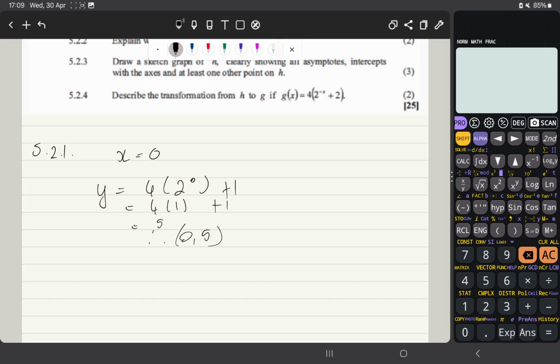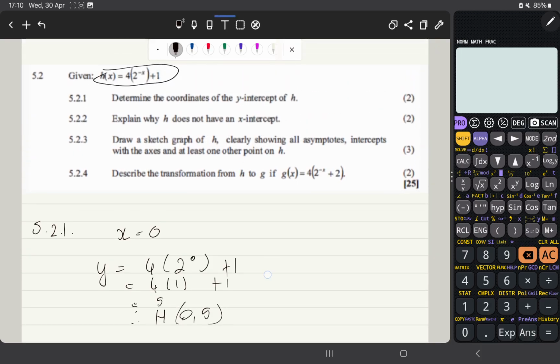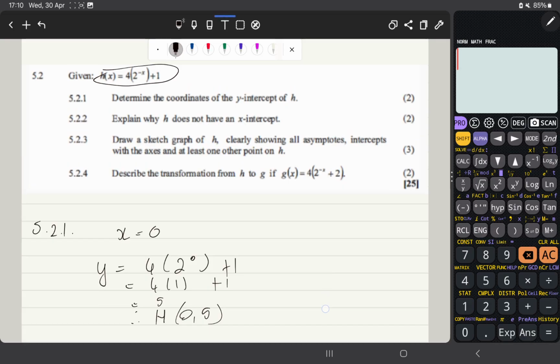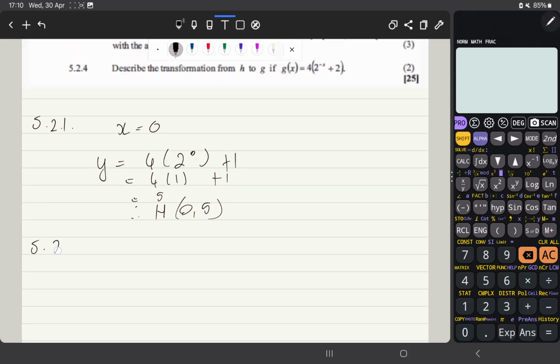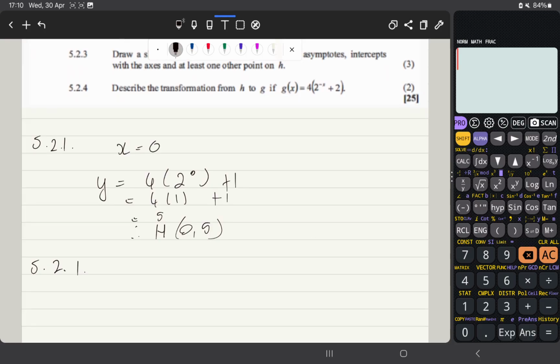And then they even called it h. So we could even say h. Alright, so second question. Explain why h does not have an x-intercept. Remember, h is h of x.